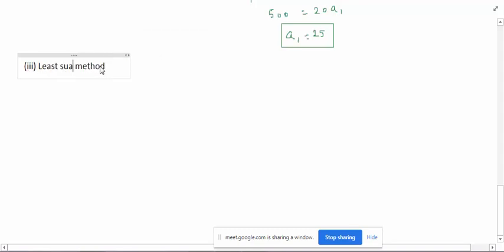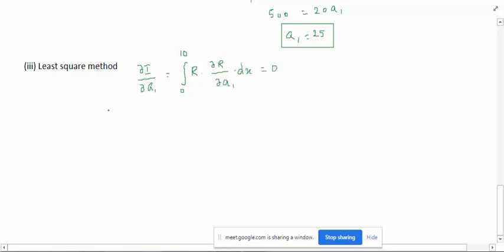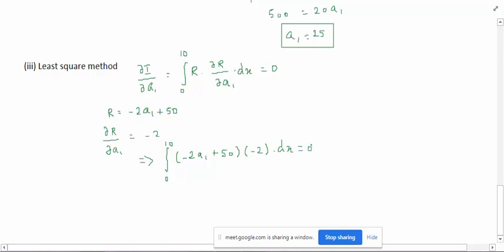So the third method is our least square method. Here the formula is dou I by dou a1 is equal to integral 0 to 10 of r into dou r by dou a1 into dx, and that should be equal to 0. We already have the value of r, and differentiating with respect to a1, you will get minus 2. Multiply this and substitute in the above formula.